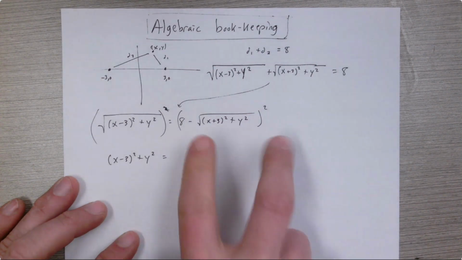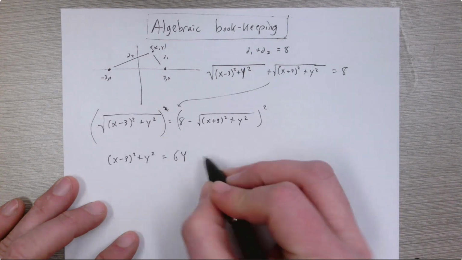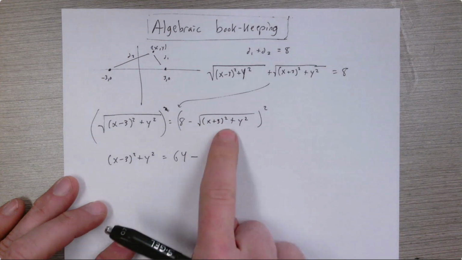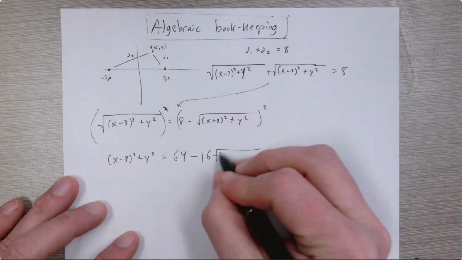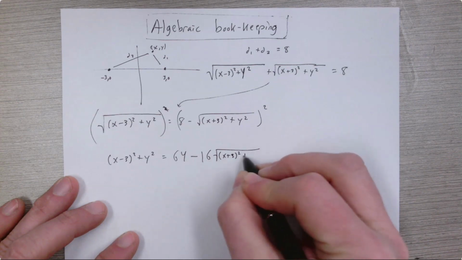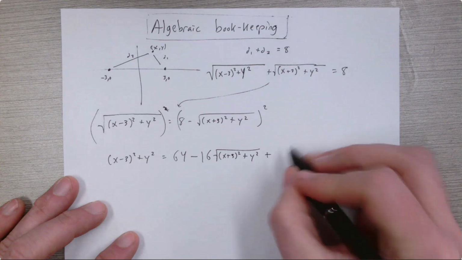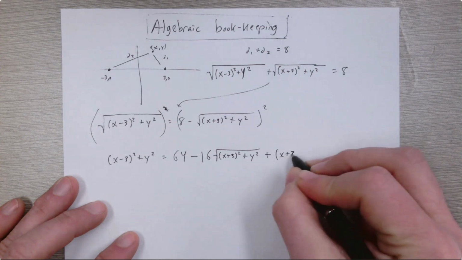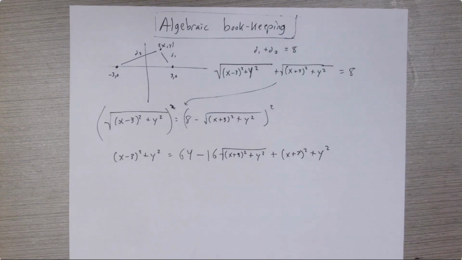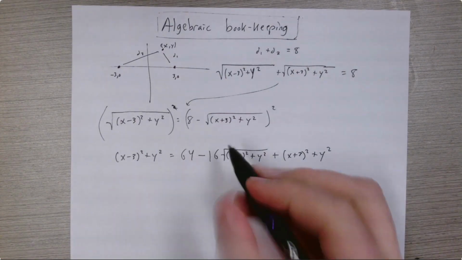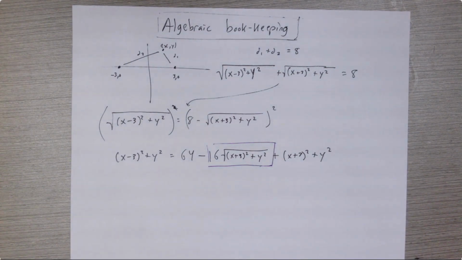Here I have to expand this, so this is going to be 8 times 8 is 64, minus 8 of the square roots, minus another 8 of the square roots is 16 of those square roots. And then the square root times itself is going to be (x plus 3) squared plus y squared. Again, strategically, I need to get rid of the square root inside this term, so let's move everything over to this side.